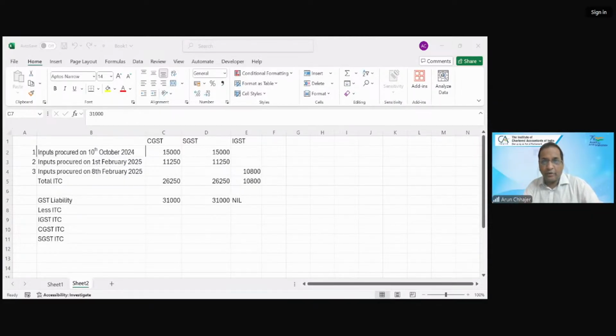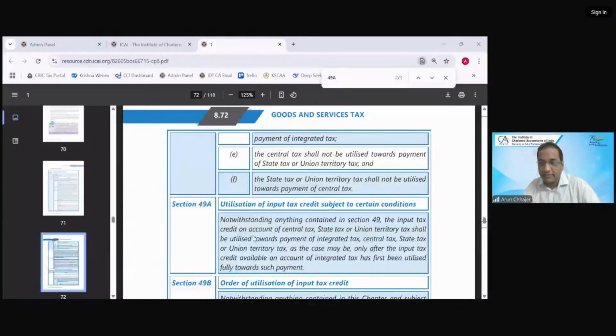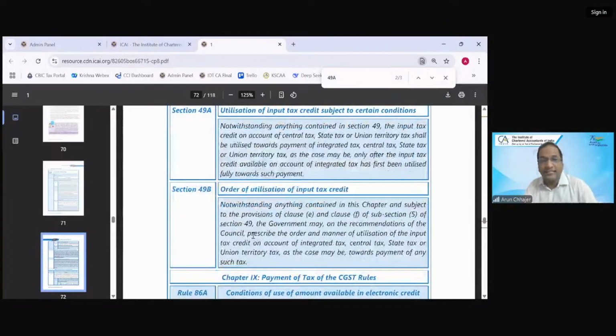Just confirm you are able to see the study material. Are you able to see the study material so that I can explain? एक बार confirm करना. ठीक है. Fine. Why IGST first?